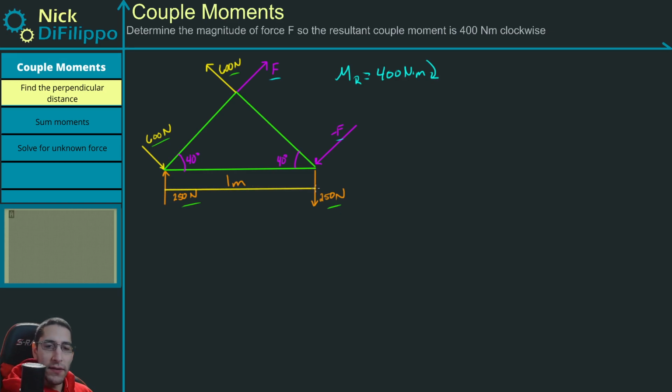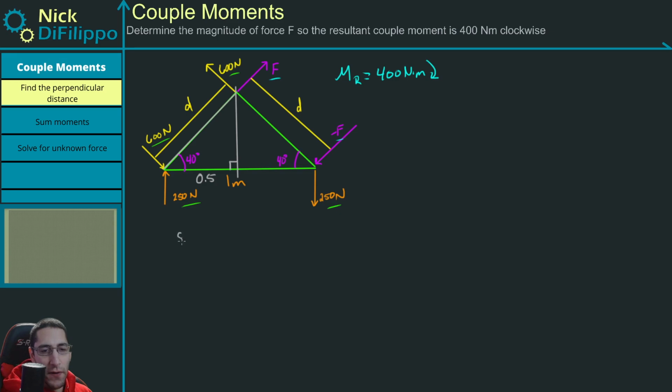I know the perpendicular distance between the 250 Newton force is 1 meter. I don't know what this perpendicular distance is, and I don't know what this perpendicular distance is. However, because of the geometry of the problem, if this is a distance d, this will also be a distance d. Both of these angles are 40 degrees. If I draw a line straight down and separate this into right triangles, I know that this is going to bisect this bottom line, and I'm going to get 0.5 meters. And now I can actually solve for what this distance d is.